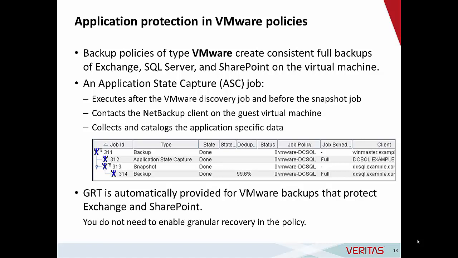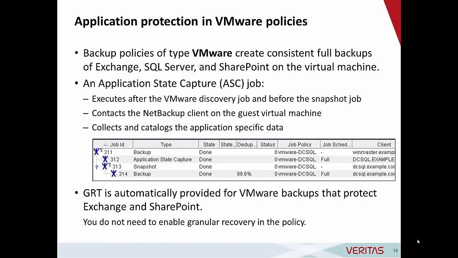Then job number 312 runs. That's the application state capture, or ASC job. This is what's going to cause the NetBackup client in the virtual machine to take a VSS snap of the application. So the application gets quiesced and snapped, so that we know we have a consistent copy.